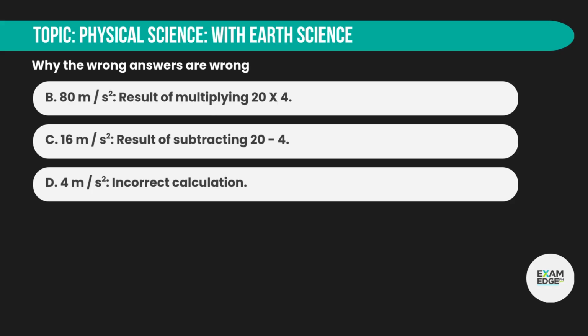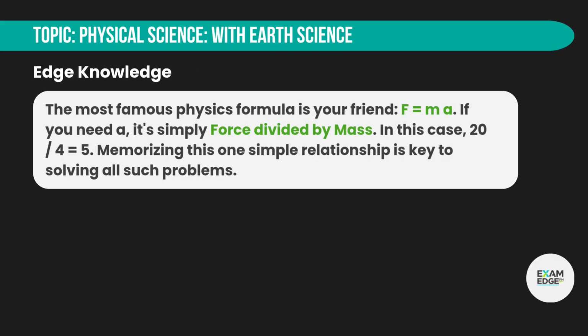Why the wrong answers are wrong? B. 80 meters per second squared. Result of multiplying 20 times 4. C. 16 meters per second squared. Result of subtracting 20 minus 4. D. 4 meters per second squared. Incorrect calculation. Edge knowledge. The most famous physics formula is your friend.